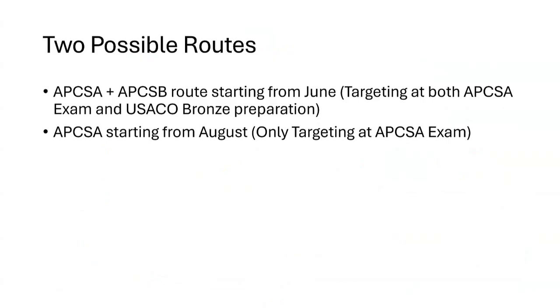First route: we teach in June for AP CompSci A, targeting the College Board AP CompSci A standard. And also in the fall, we will start to teach AP CompSci B, maybe starting from October, to teach you USACO Bronze preparation from October to February. And then starting from August to February, we may have a separate AP CSA only course for students who are not interested in competitive programming. So, 2 possible routes for the newer AP CompSci A standard.